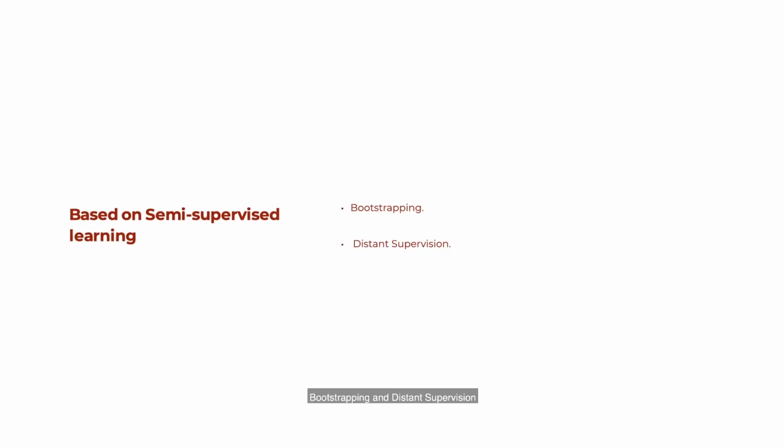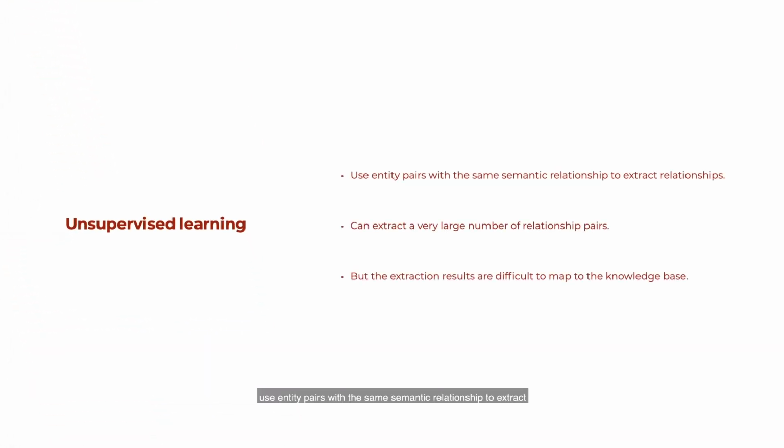There are 2 main types of semi-supervised learning algorithm, bootstrapping and distant supervision. The first one does not require annotated sentences with entities and relationships. It does not need to train a classifier. Distant supervision can be seen as a combination of bootstrapping and supervised learning, which requires training a classifier. The unsupervised learning method uses entity pairs with the same semantic relationship to extract. This method can extract a very large number of relationship pairs, but the extraction results are difficult to map to the knowledge base.